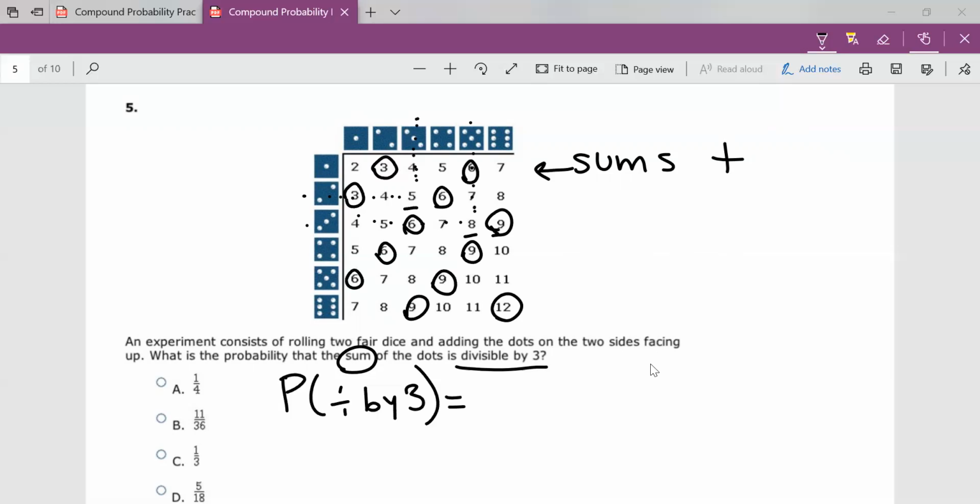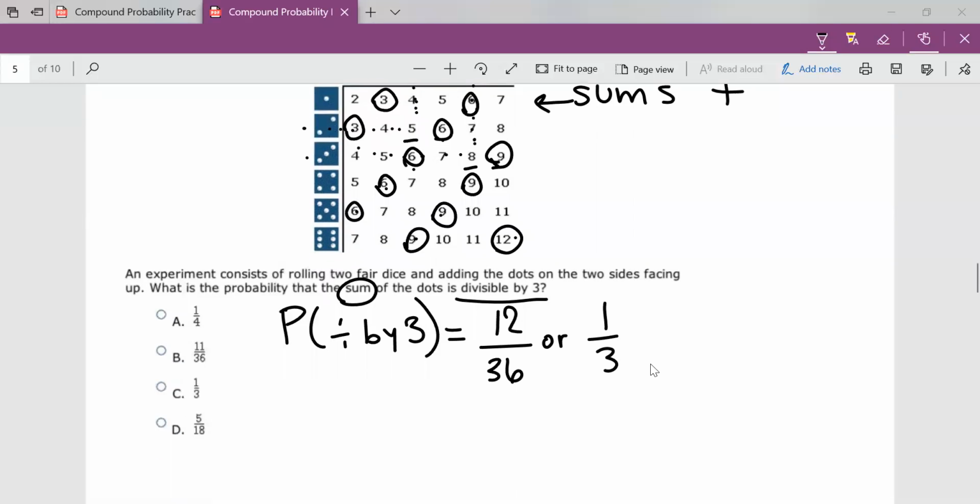Okay, so we're looking for the probability that a sum is divisible by 3. So if I count those up, 1, 2, 3, 4, 5, 6, 7, 8, 9, 10, 11, 12, that's 12 out of how many total? Well, it's 6 by 6, so that must be 36 total. And 12 divided by 36, if you simplify that, is 1/3. So the answer should be 1/3. Let me look at my answer choices. Yep, letter C is correct.